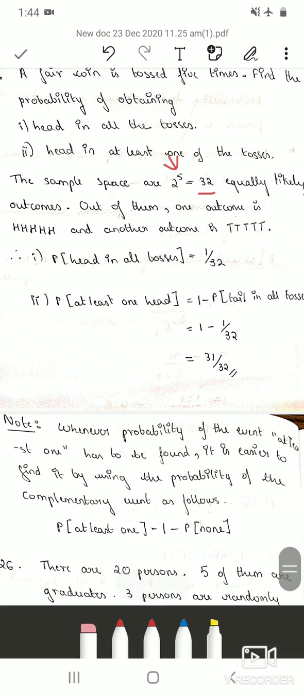Out of them, one outcome is H, H, H, H and H, that is all the tosses result in the outcome head. So when you toss a coin for the first time, you will get it as head. Similarly, when you toss for the second time, you get it as head, and similarly when you toss for the 5th time, you will get head. And similarly, there is an outcome where all the tosses result in tail. So therefore we can find out the probability of head in all the tosses is 1 by 32, because there is only one outcome which is favorable.